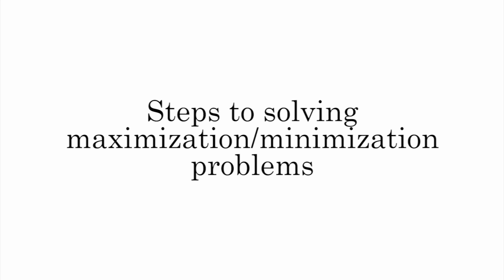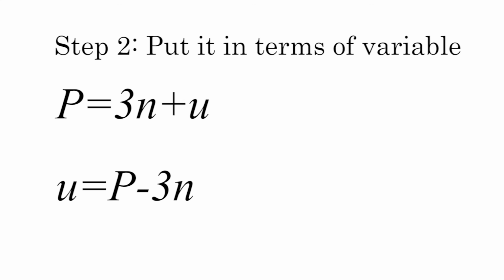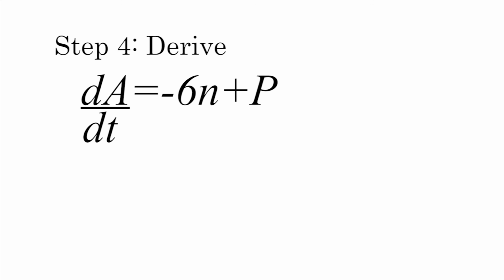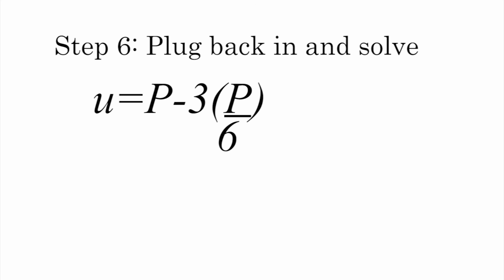In short, for an optimization problem, we must follow 6 steps. Find the relationship between x and y. Find the relation equation and optimization. Substitute y in terms of x into the relation equation. Take the differentiation. Set the differentiation equal to 0 and solve for the variable. Plug the answer for step 5 into the relation equation to get the final answer.